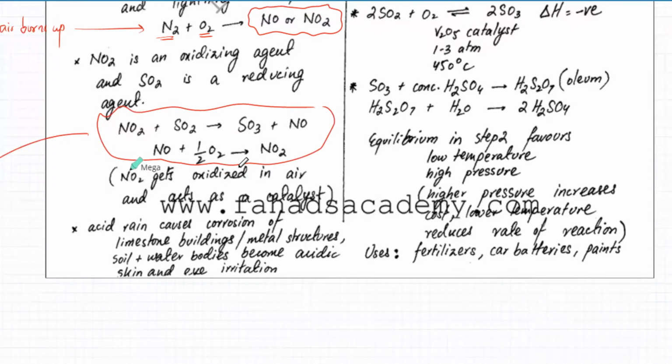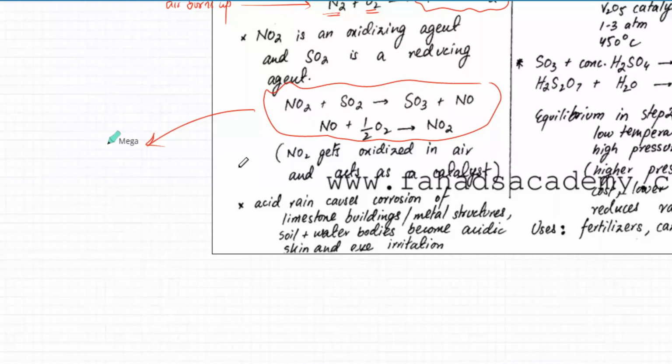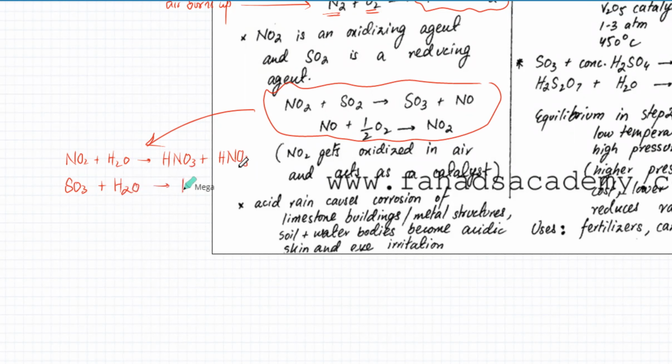I'm going to write those equations over here. What's going to happen is that the NO2 is going to mix with water and it will form both nitric acid and nitrous acid. And the SO3 also mixes with water and ends up forming sulfuric acid. So your rain turns acidic when this happens. They mix with rain, and both oxides turn into their respective acids.